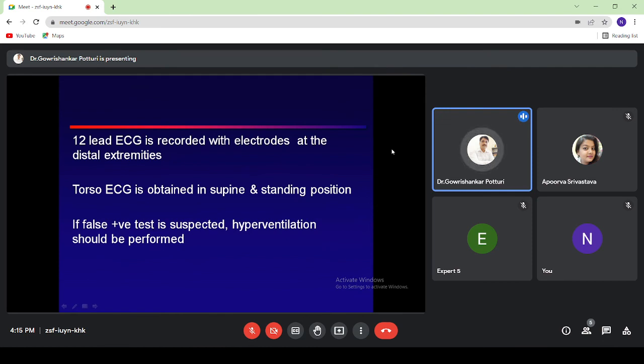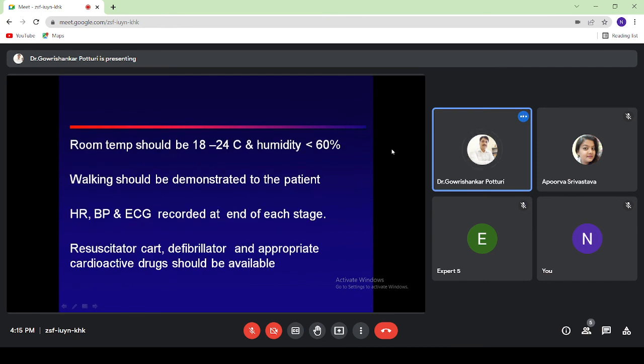If a false positive test is suspected, hyperventilation should be tested. Room temperature should be between 18 to 24 degrees centigrade and humidity should be less than 60%. Walking should be demonstrated to the patient. Heart rate, BP and ECG are recorded at the end of each stage. Resuscitator, defibrillator and appropriate cardioactive drugs should be available when you are performing this test, so that in case of any emergency, you can help.